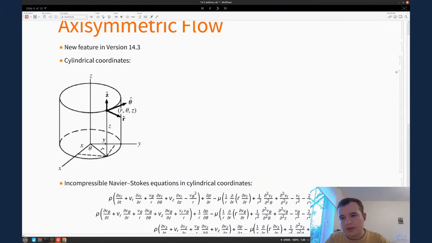R represents the distance from the z-axis, and theta represents the angle. And that's it. It's kind of simple. So instead of using x and y, we just use the angle and the distance from the z-axis. And those are the cylindrical coordinates.